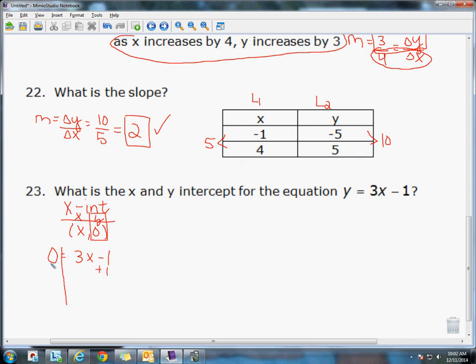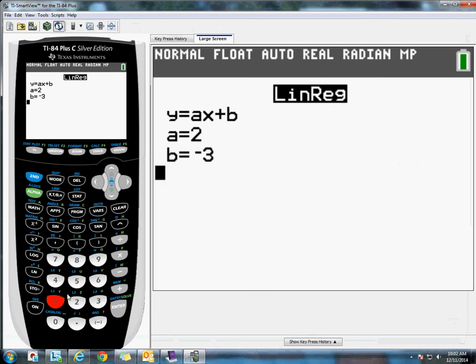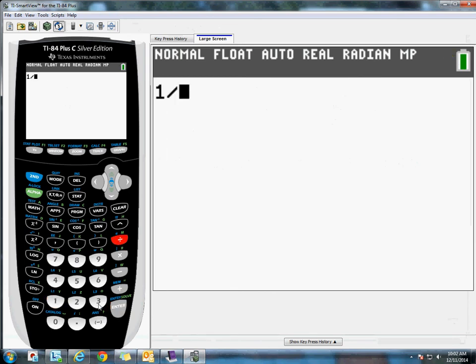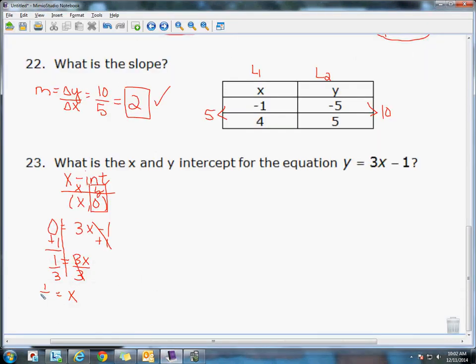So we're going to add 1 to both sides. That's a 0 pair. 0 plus 1 is 1. You have a 3x left over. And then we're going to divide both sides by 3. So we have x is equal to, if you want to type that in the calculator, you can, 1 divided by 3. Hit math enter, and it'll show you that it doesn't reduce, it's just 1 over 3. So x is equal to 1 over 3. So my x-intercept here would be (1/3, 0).